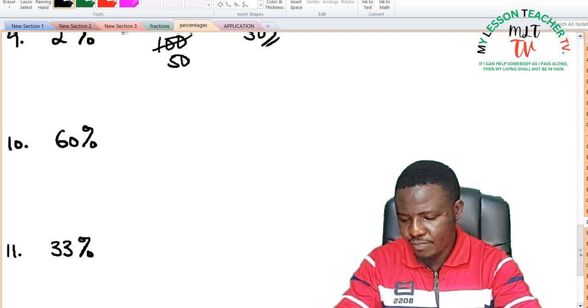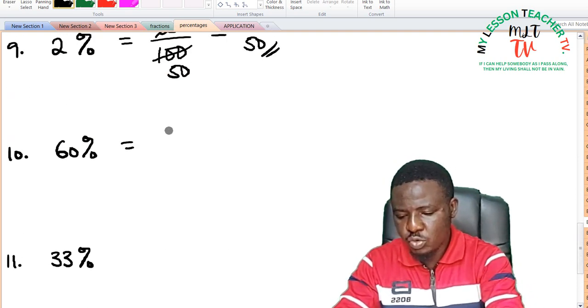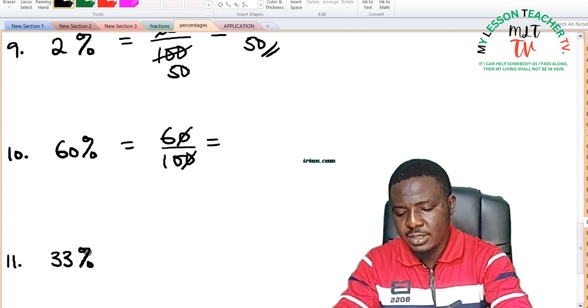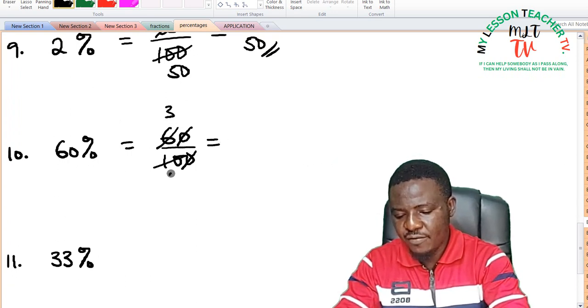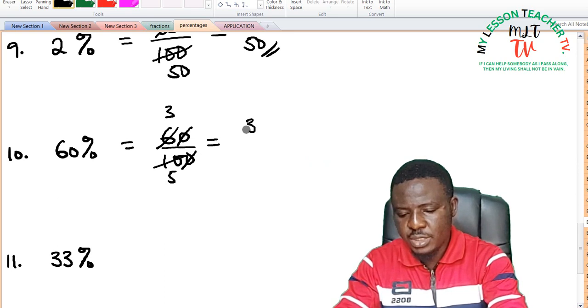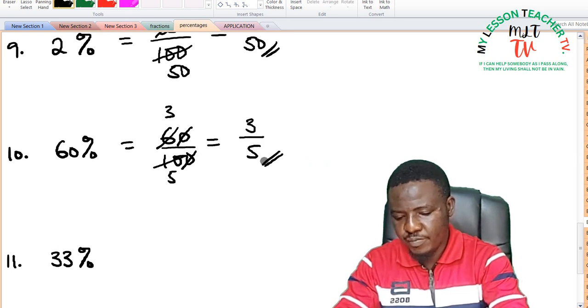Question 10, 60% is equal to 60 divided by 100, which is equal to, 10 can divide, 6 over 10, and 2 can also divide 3 and 5. So our answer is said to be 3 over 5.